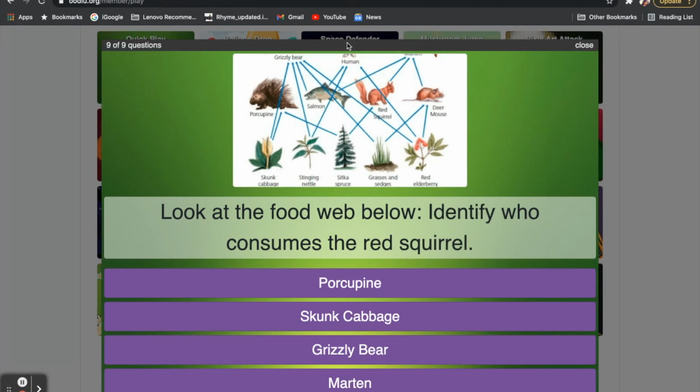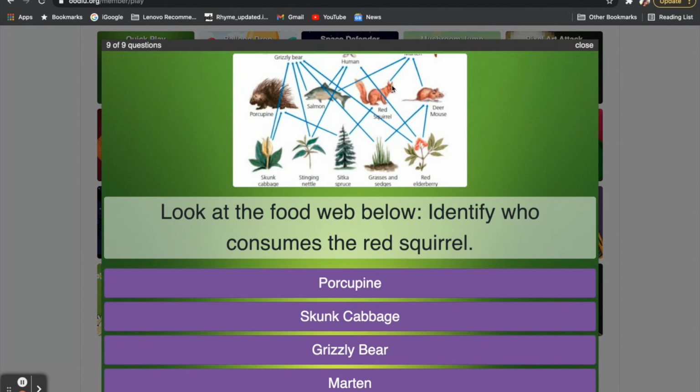Good. Oh, for question 9, it is a bit tricky because I wasn't able to get the whole picture. But at the top of this food web, we have a grizzly bear, human, and a marten. Now, let's look at the food web. Identify who consumes the red squirrel. Is it the porcupine? Is it the skunk cabbage? Is it the grizzly bear? Or is it the marten? Who eats the red squirrel?